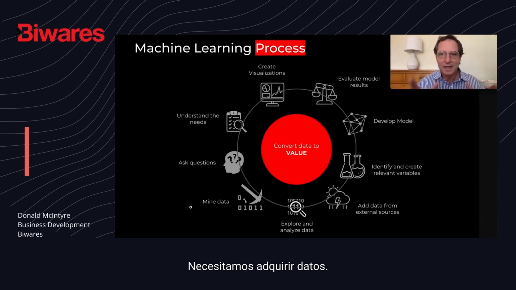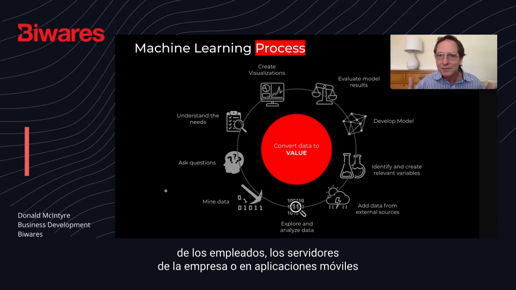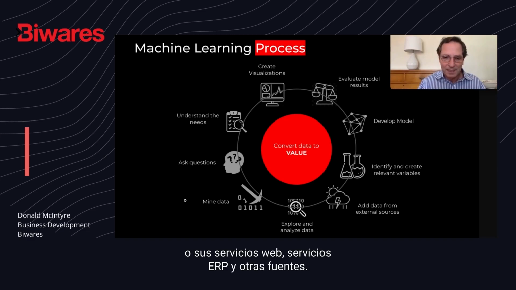The next process is to find the data inside the organization. We need to acquire data. We need to know where the data is in the different parts of the organizational structure. Sometimes it can be in the machines of employees, in the servers of the company, or in mobile apps or web services, and ERP services and other sources.